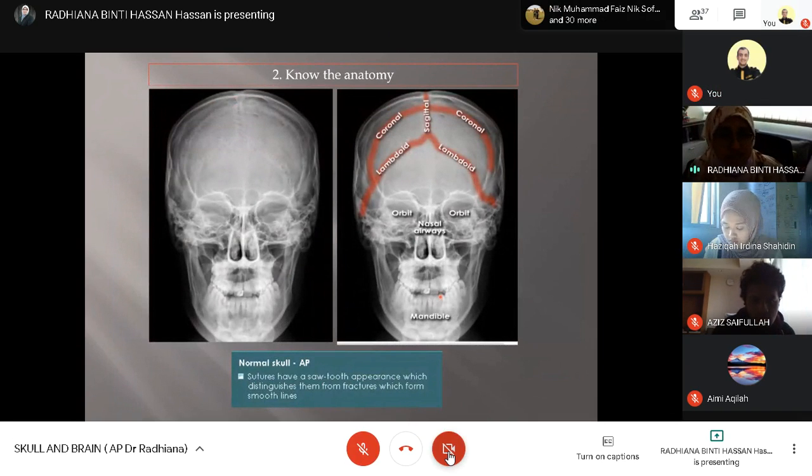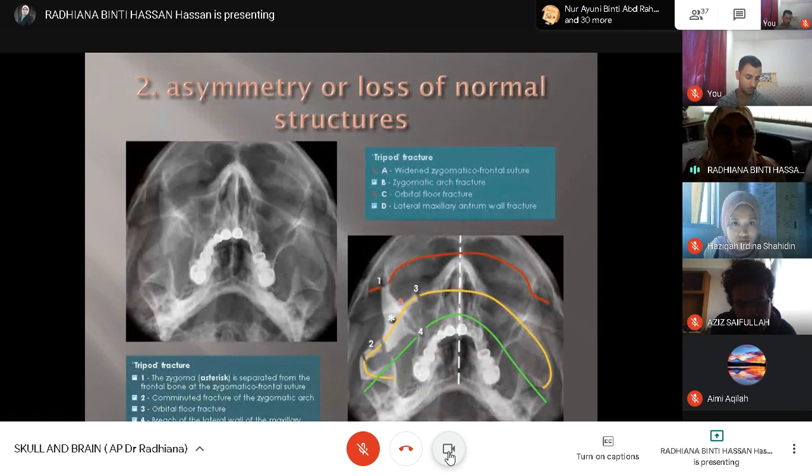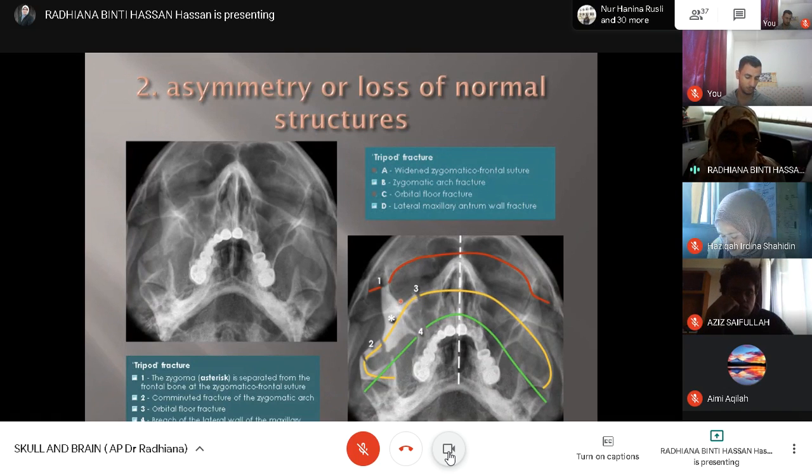So as I said, you have to know the anatomy. So try to identify the anatomical landmarks that you are familiar with. For example, all the sutures, try to delineate all the sutures, and then all the outlines of, for example, the orbital cavity, the nasal bones, and then the mandible and the maxilla. So if you have, for example, in frontal projection, you have two sides. It is better you can always compare right side and left side so that you can get the abnormality.